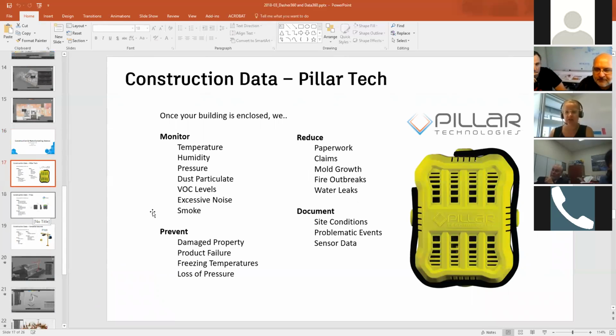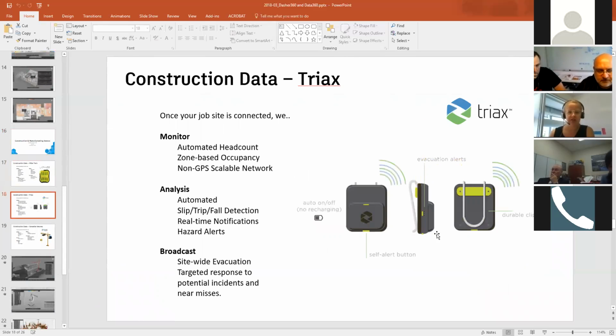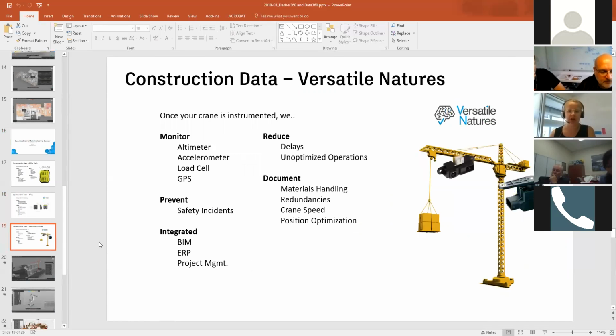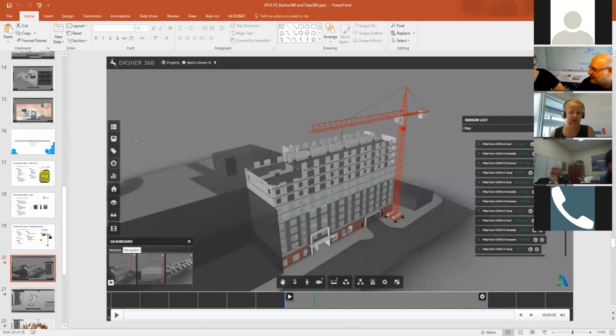Pillar Technology does environmental sensors that can be temporarily mounted and then moved throughout a construction process. Triax is a worker monitoring system that can do zone-based tracking, so they know throughout the building what zone the workers are in, and if they have any sort of incident like a trip or a fall, it's able to detect that and send it back to the site foreman. They can also do an evacuation alert to get people to leave the site. So that was worker tracking, and then we worked with Versatile Natures, who do sensors for crane loading and positioning, and these three came together.